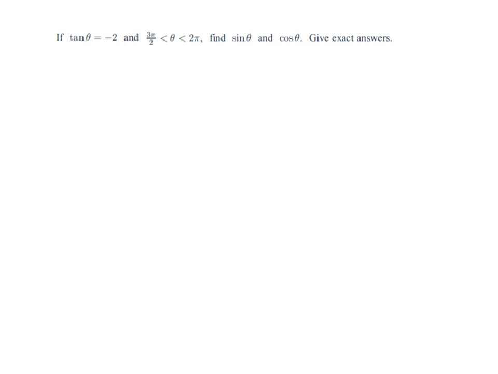If tangent of theta is equal to negative 2 and theta is in between 3 pi over 2 and 2 pi, find sine of theta and cosine of theta, give exact answers. First, we need to figure out which quadrant it's located at. 3 pi over 2 and 2 pi, in between those two, will be on the fourth quadrant.